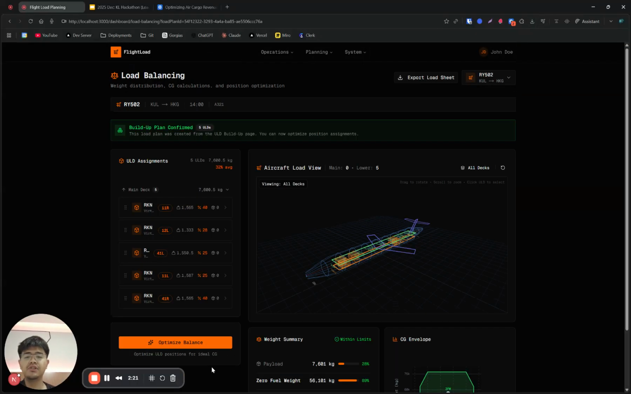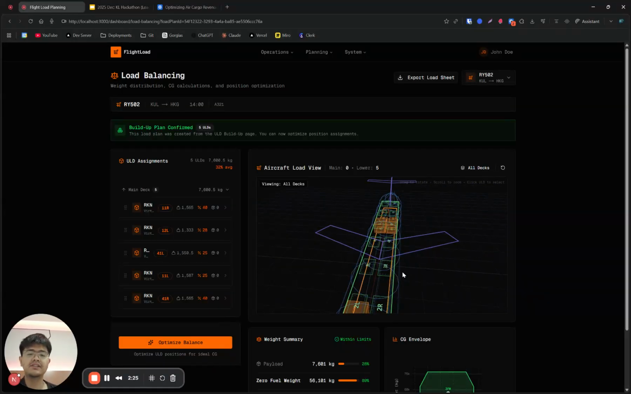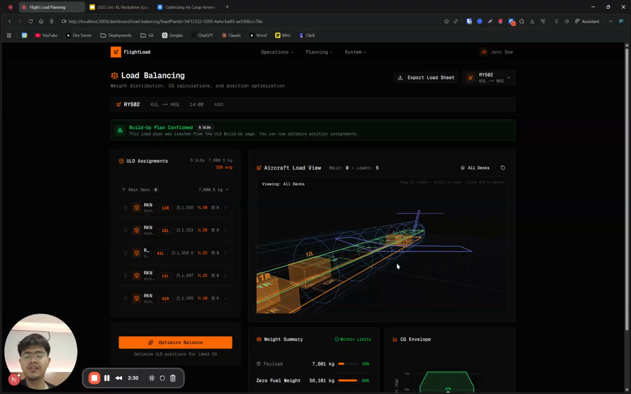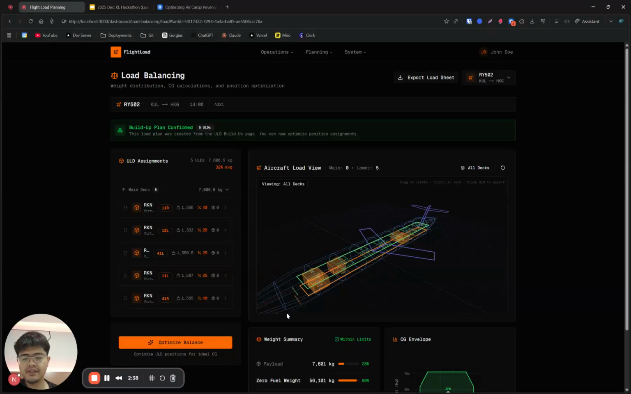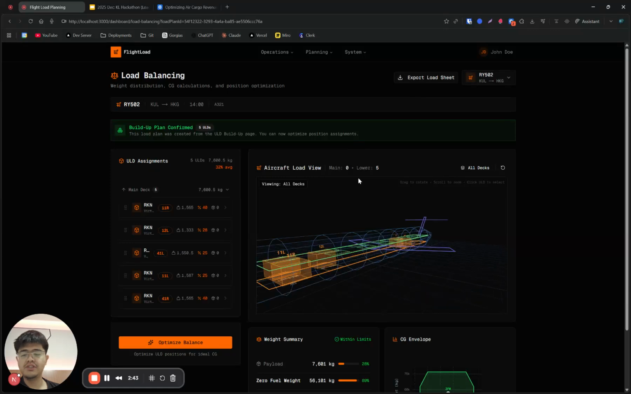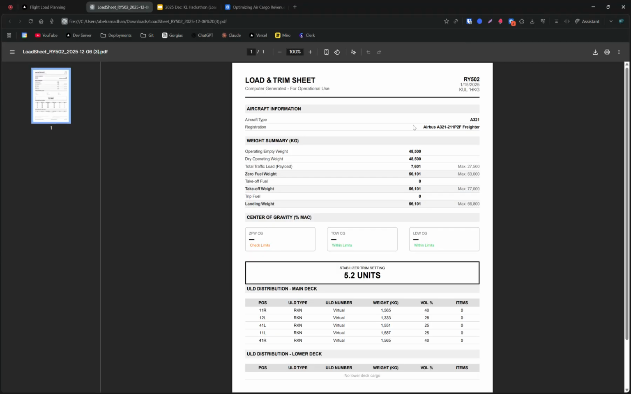the user will then be able to go to load balancing, where they can finalize the load balancing of the aircraft. This is important because each aircraft has to be balanced perfectly so that it doesn't tilt in the air and maximize the weight it can take off. So once finalized, users can export a load sheet, and they should optimize for the load factor. And that's it.